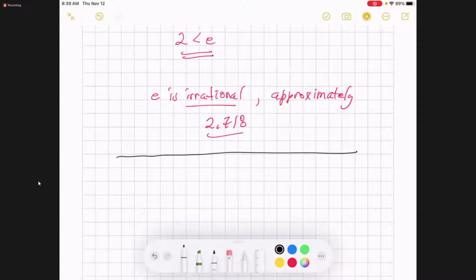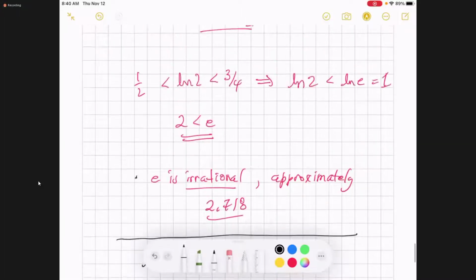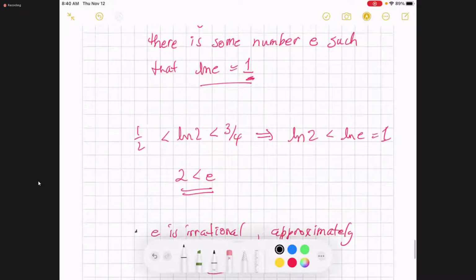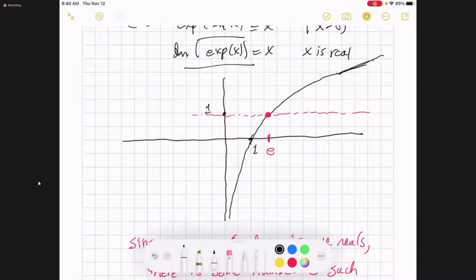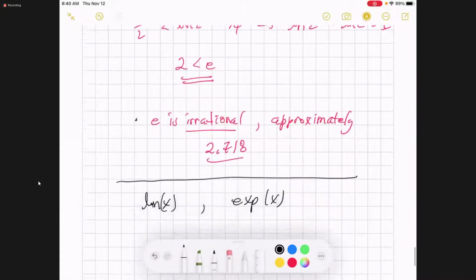We spent a lot of time now talking about the natural log function. And now we have its inverse function, exp of x. And we have this, okay, not only is there a number such that ln of e is equal to 1, there's only one number because the natural log function is increasing, okay? It passes through the height of 1 and just keeps on going up. So this number e is unique.